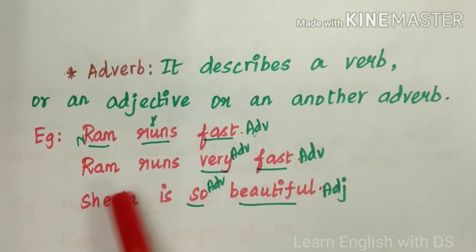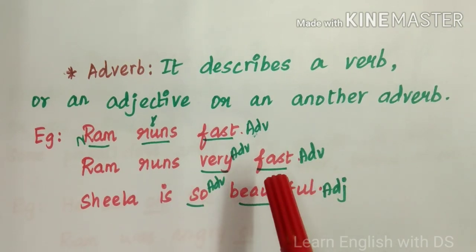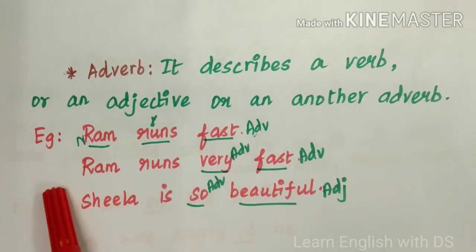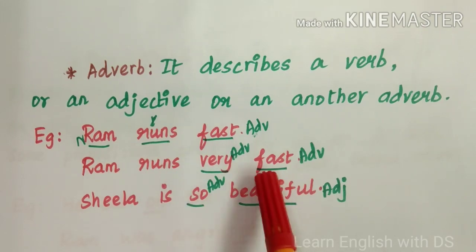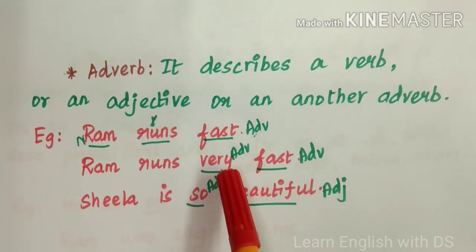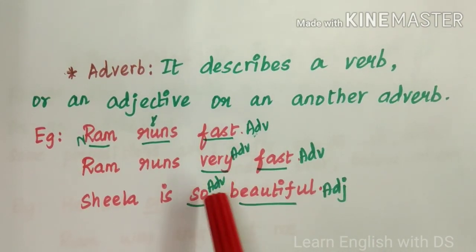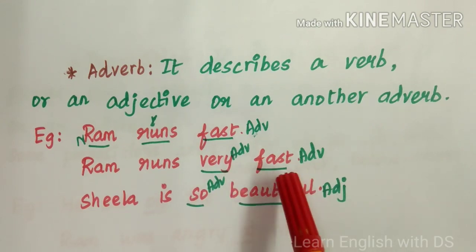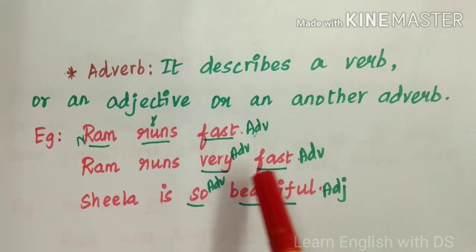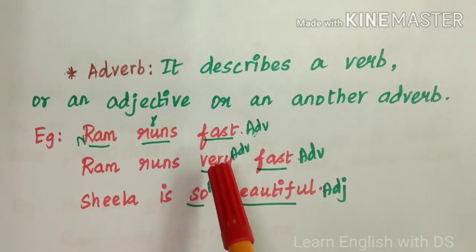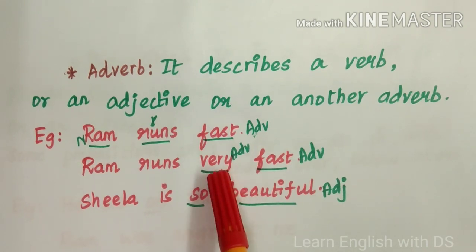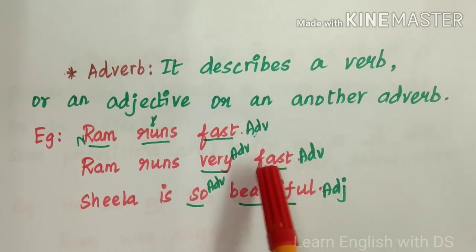Next one, Ram runs very fast. In this sentence, Ram is a naming word, a noun, runs is a verb, and fast is an adverb. Here, very is a word used to give extra information about how he runs. He runs very fast. So, again it is an adverb. Adverb is a word used to describe another adverb.